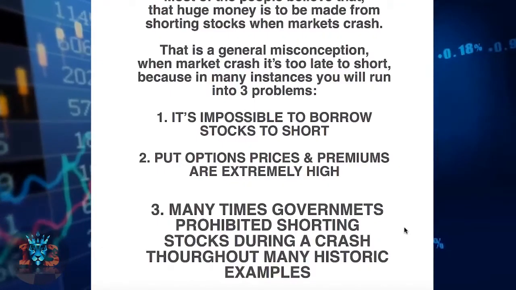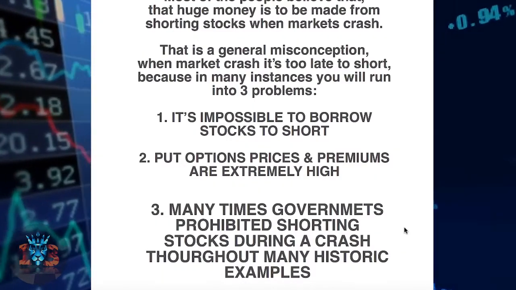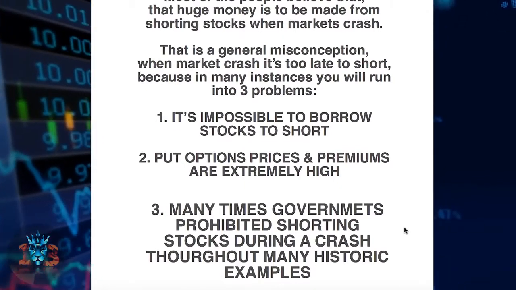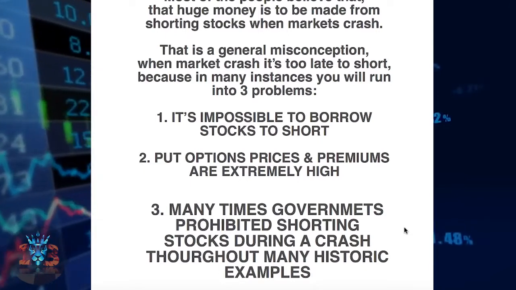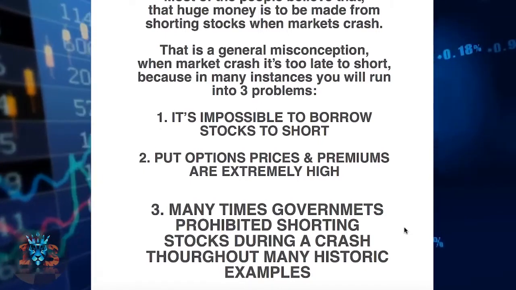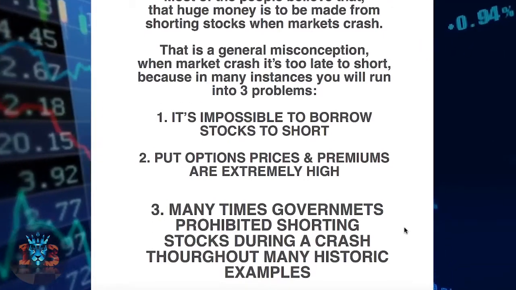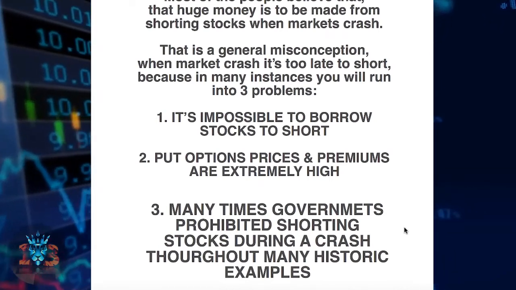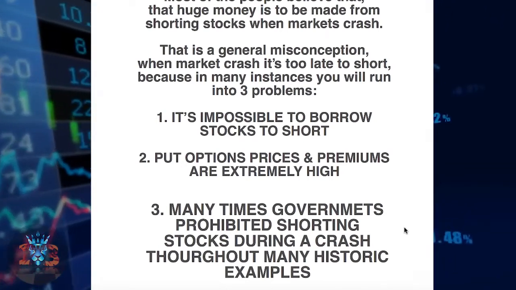Number 3 is the fact that, if you look at history, many times during a market crash governments will create a law that prohibits shorting stocks for the duration of the crash. The last historic example was in China just a few years ago, in 2015.